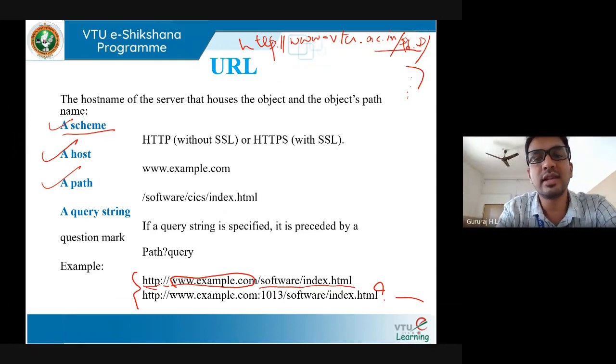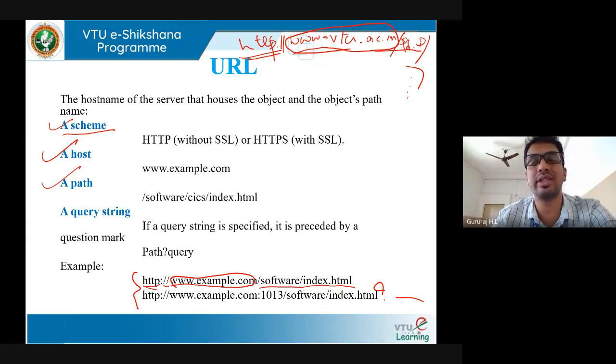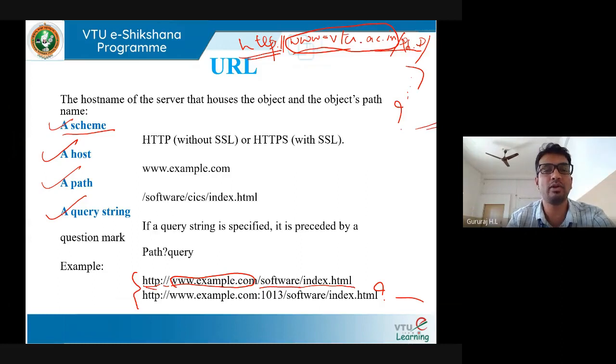This is your scheme, this is your host; the actual website is called the host. If you want to download an image, or retrieve some PDF files and all, that will have a query, a question mark followed by the document address, which is called the query string. I hope you got the logic of this. A URL can be divided into four major parts.